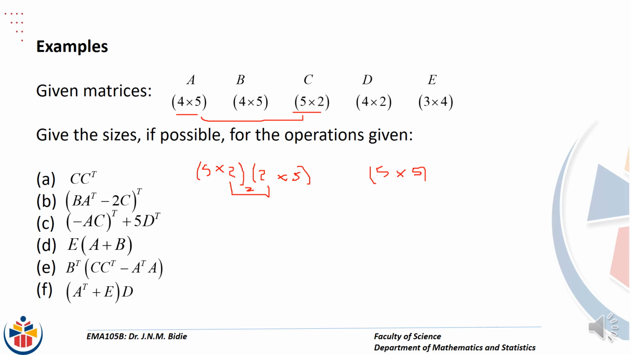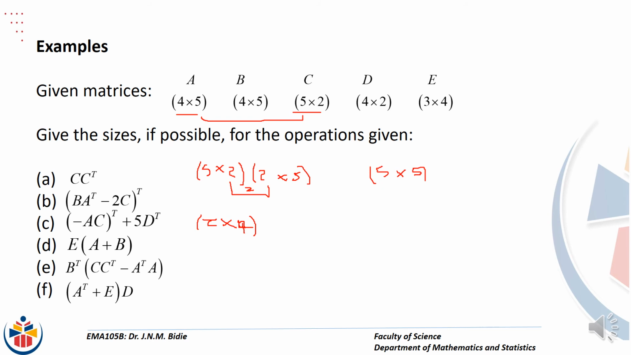5 times D transpose. D transpose is a 2 by 4. And when you multiply that by 5, it does not change the size. So that means you've got a 2 by 4 plus a 2 by 4 matrix. It's possible, the answer is a 2 by 4 matrix. I'm hoping that we are together on this one. That will be the final answer.